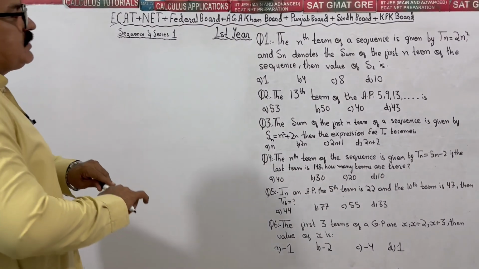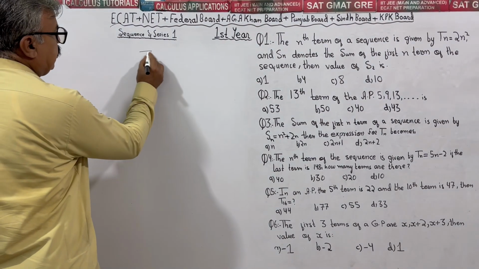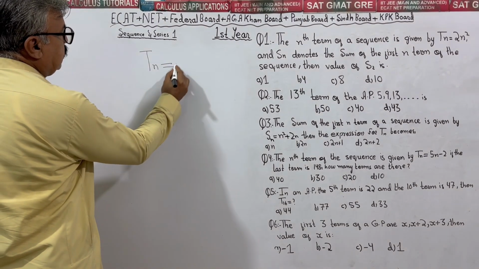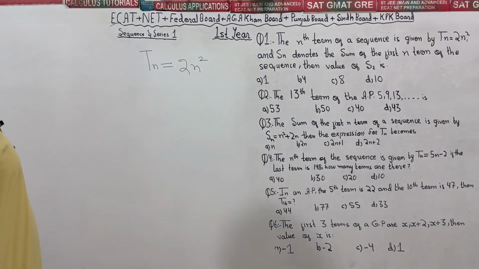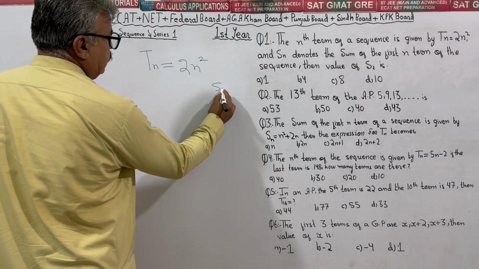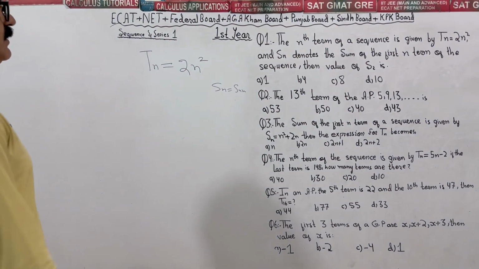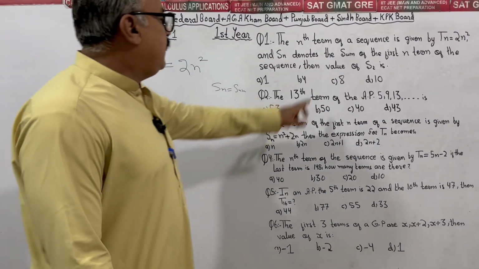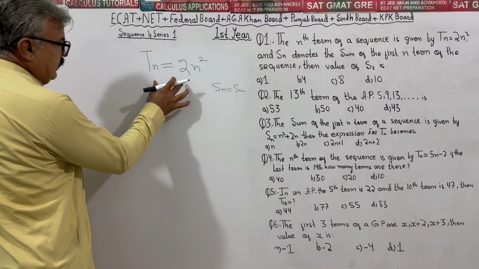But standard one. The nth term of a sequence is given by Tn is equal to 2n square, and Sn denotes the sum of the first n terms of the sequence. Then find the value of S2.